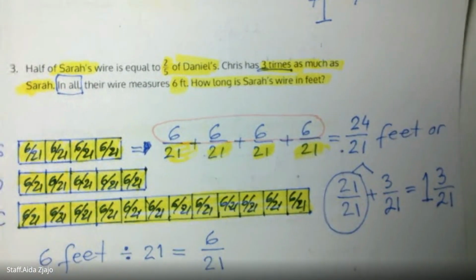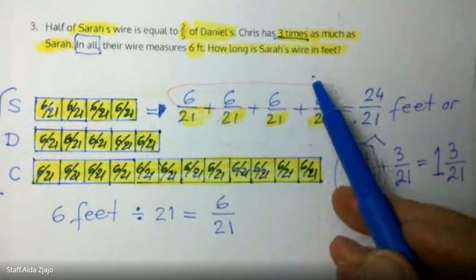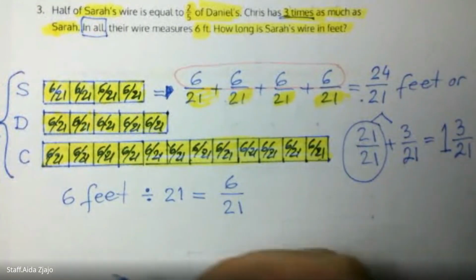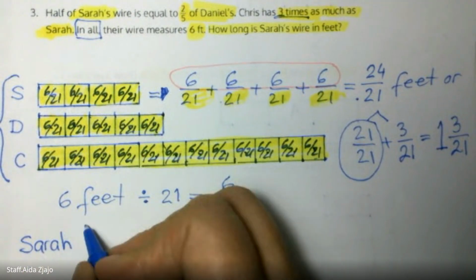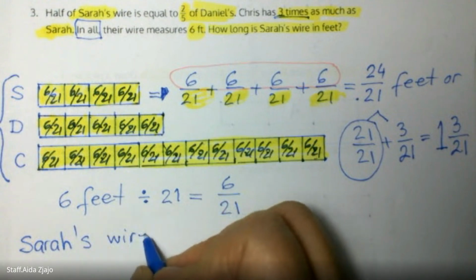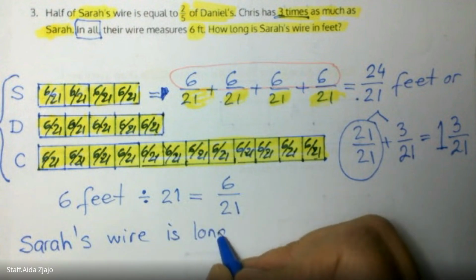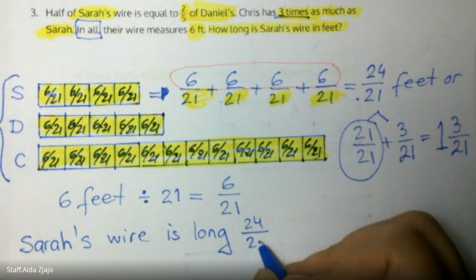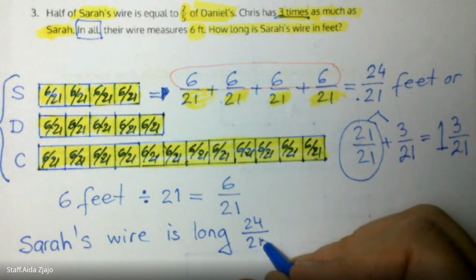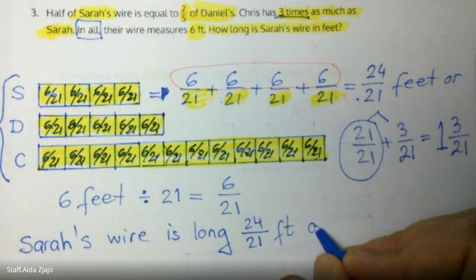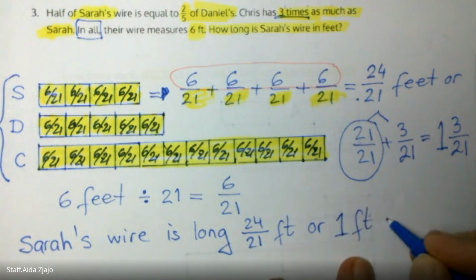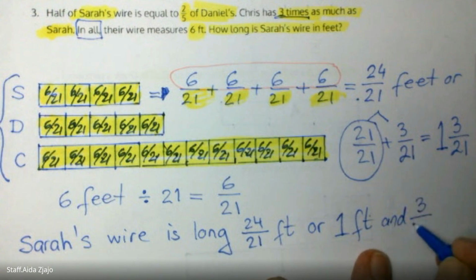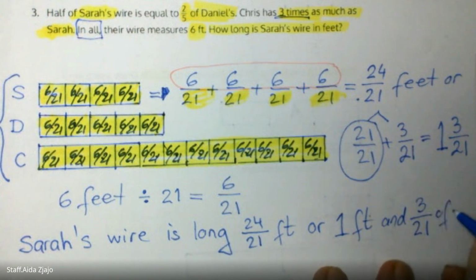So we can write our answer. How long is Sarah's wire in feet? Sarah's wire is 24 21sts feet long, or 1 foot and 3 21sts of the next foot.